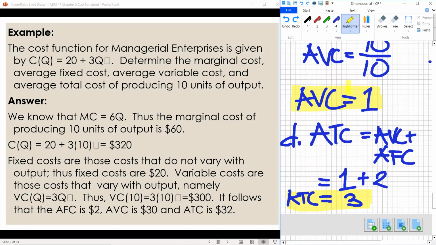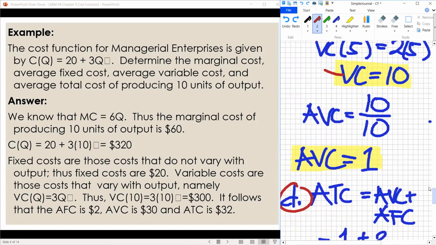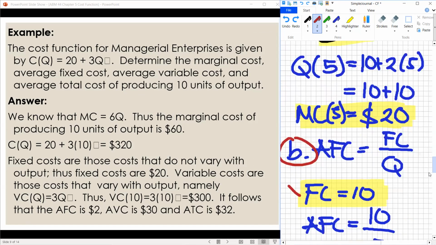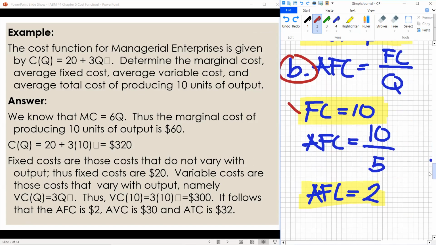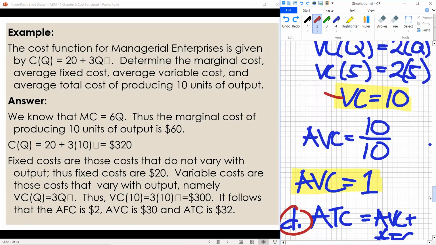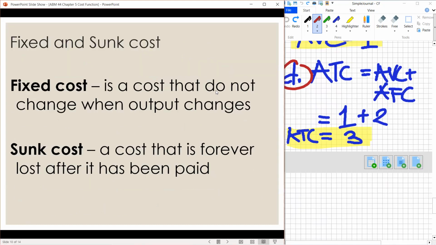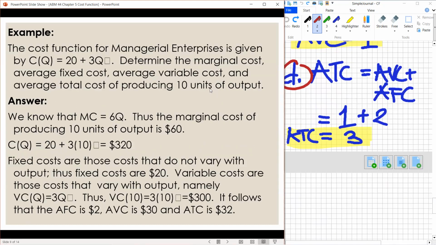So it is as simple as that. So we got at least 4 steps based on what we need to look for. Again, marginal cost. Next is average fixed cost. Next is average variable cost. And lastly, average total cost. So that's how you'll get it based on the case. So let's continue. I hope that's clear to you.